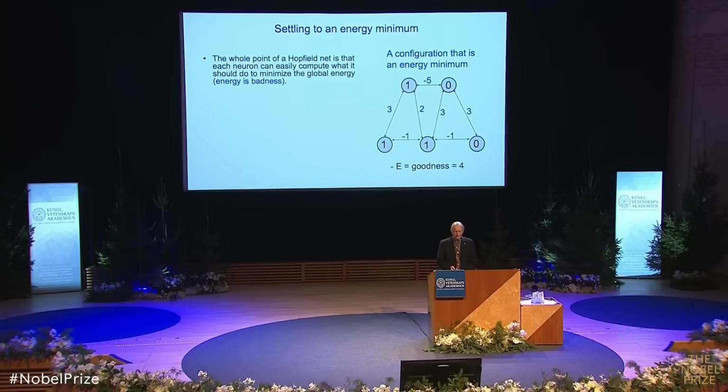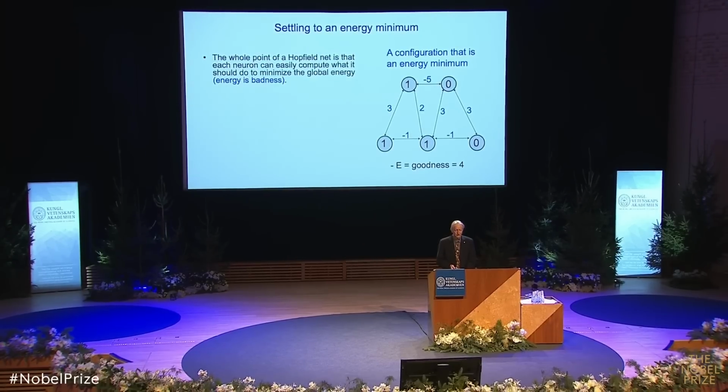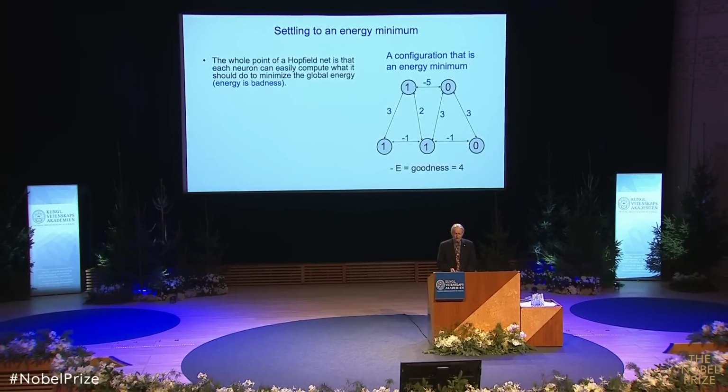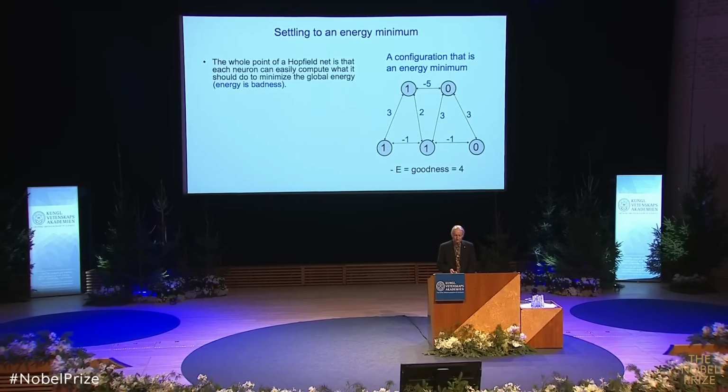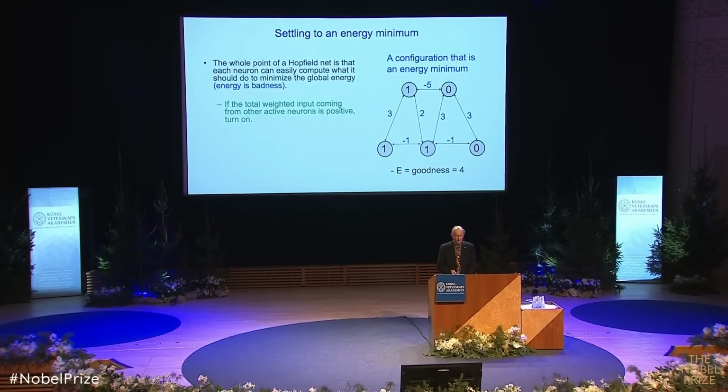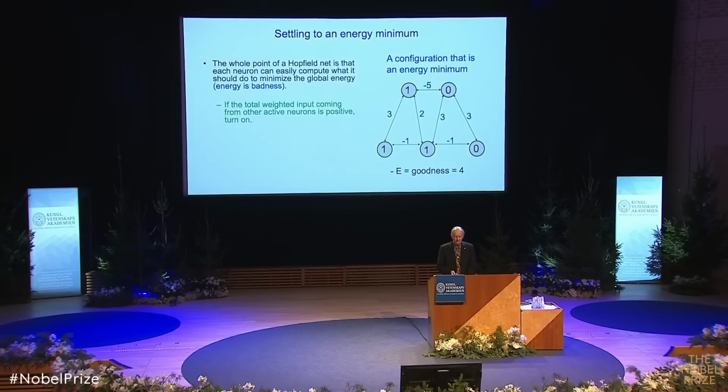So these networks will settle to energy minima. The whole point of a Hopfield net is that each neuron can locally compute what it needs to do in order to reduce the energy, where energy is badness. So, if the total weighted input coming from other active neurons is positive, the neuron should turn on. If the total weighted input coming from other active neurons is negative, it should turn off. And if each neuron just keeps using that rule, and we pick them at random and keep applying that rule, we will eventually settle to an energy minimum.